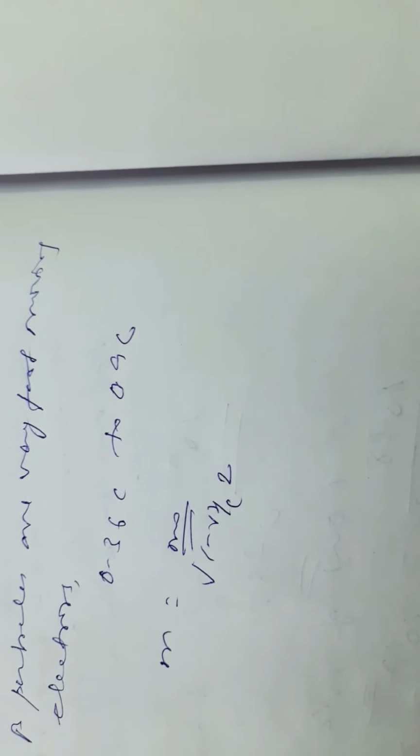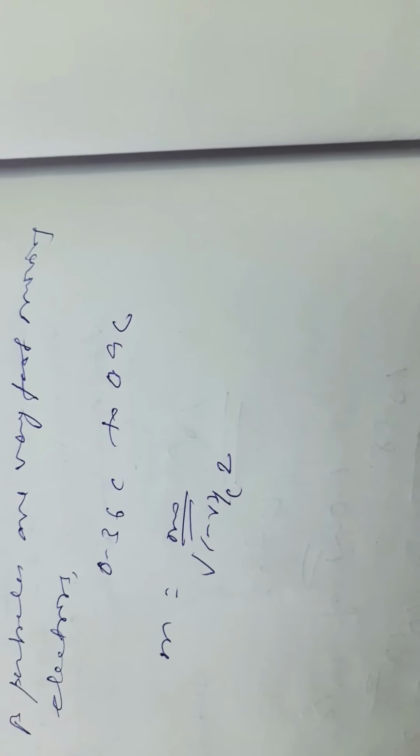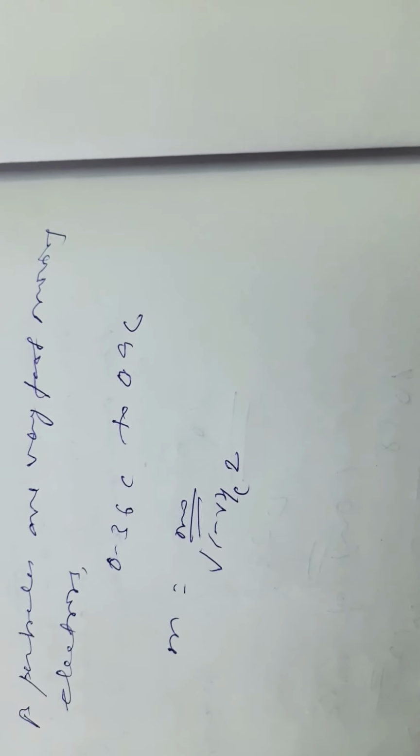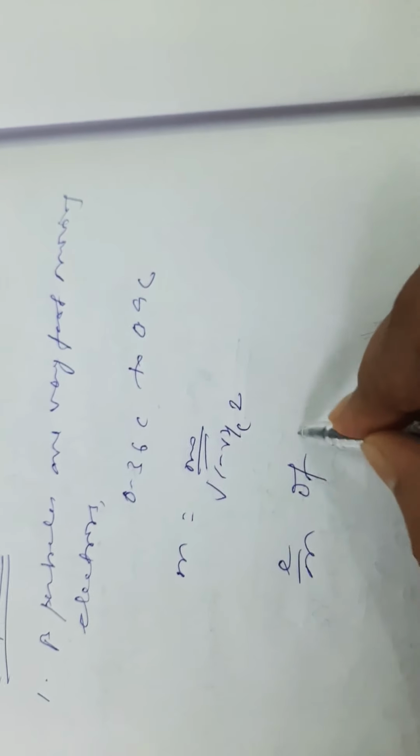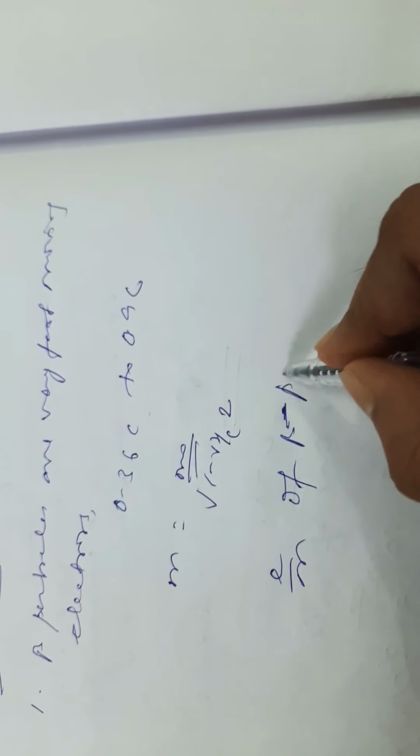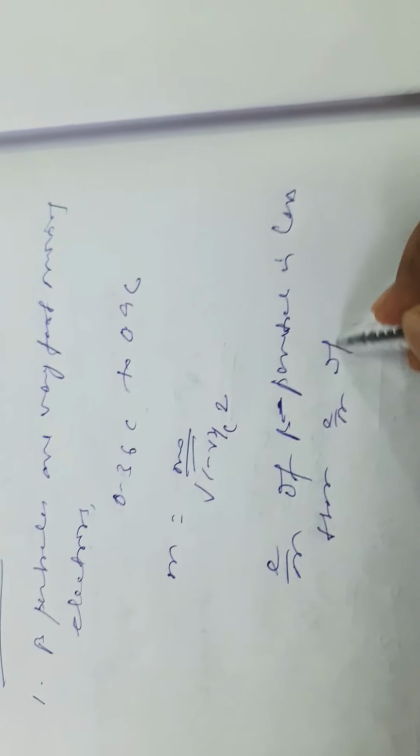So accordingly, the mass of the beta particle is 1 by under root 1 minus v square by c square times that of the electron. Now, as charge is relativistically invariant, the specific charge e by m of the beta particle is less than e by m of the electron. So we can say that e by m of beta particle is less than e by m of electrons.